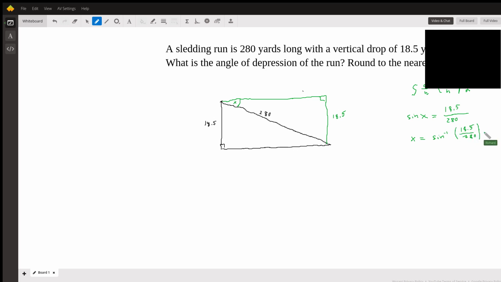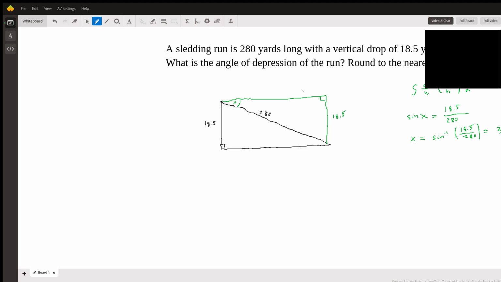So I'm going to get into my calculator now and find the size of this angle. I'm assuming they want this in degrees, so my mode setting on my calculator is in degrees, and now I'm just going to take the inverse sine. So inverse sine of 18.5 divided by 280, and I'm getting, round to the nearest hundredth, okay, so it's 3.79 degrees.